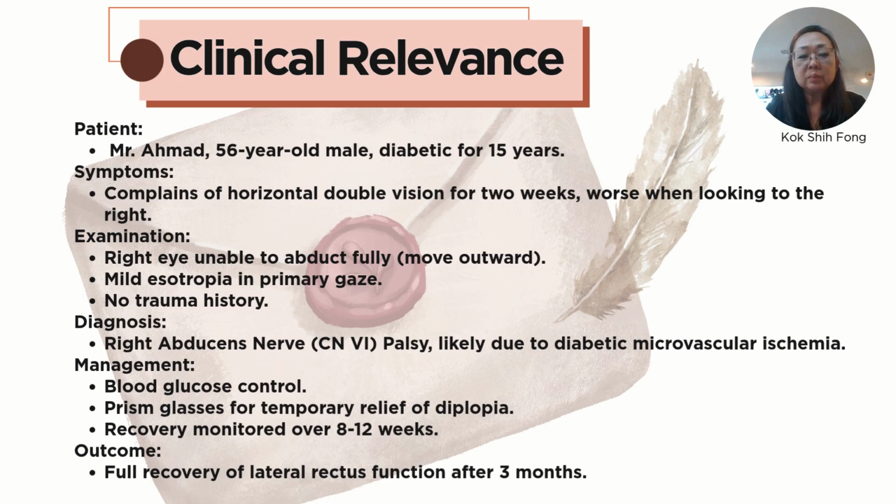The management and treatment proposed are blood glucose control, prism glasses for temporary relief of diplopia, and recovery monitoring over 8 to 12 weeks. Early detection and appropriate management, including exercise, prism or surgery, can restore proper eye alignment and prevent long-term complications. Mr. Ahmad had a full recovery of lateral rectus function after 3 months.